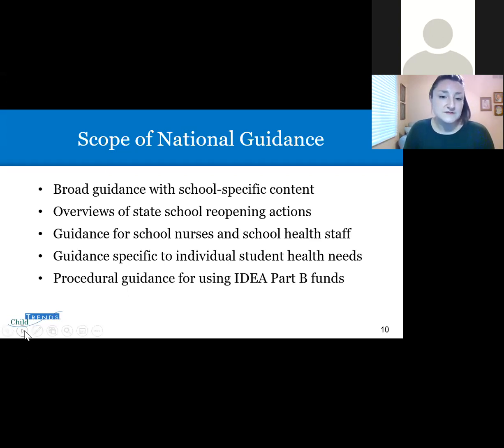And finally, we've also seen guidance come out of the US Department of Education, as well as other national organizations like CCSSO, the Council of Chief State School Officers, to aid districts in navigating these complicated funding decisions for providing services for these students during COVID, and appropriate uses of funding streams like IDEA Part B, for example.